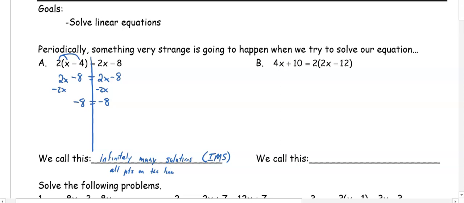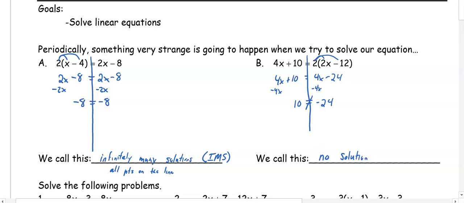In B, we have 4x plus 10 equals 2 times 2x minus 12. So we can distribute the 2. We have 4x plus 10 is equal to 4x minus 24. We can subtract 4x from both sides. Notice it's the same again. So what happens this time is we get 10 equals negative 24. Those numbers are not the same, so they are not equal. So we would call this no solution.